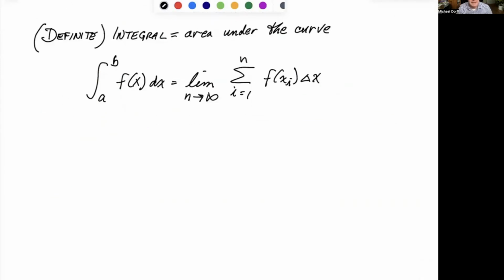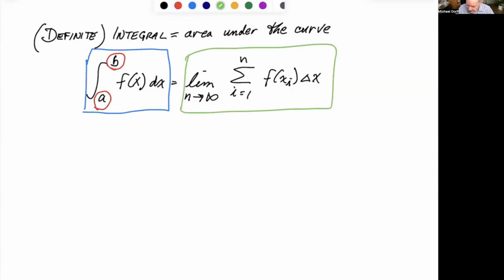Okay, how can we make this idea more precise? Well, we'll do the following. We have this definite integral. Definite means that I've got definite, specific numbers there on the squiggly S, the a and b. That means it's definite. So what we have here on the left is our symbol for the integral. And this is now going to be our definition for the integral. So let's look at this.